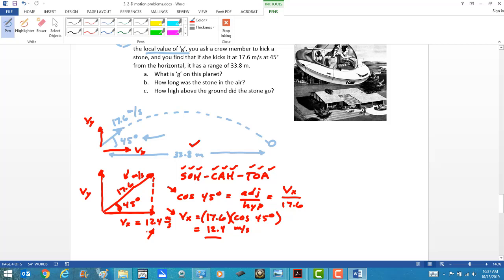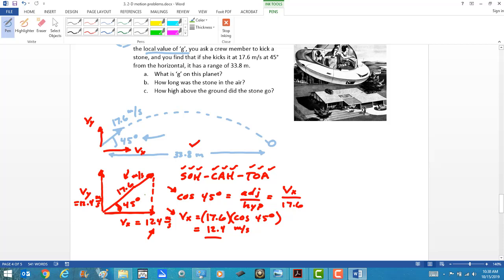Now the y component is going to be the same because it's a 45-degree angle. And if you take the sine of 45, you're going to get the same answer. So the Vy is the same in this case. It's kind of a simplified example. If the angle was not 45, if it was 30 degrees, then no, Vy wouldn't be 12.4. It would be a different number.